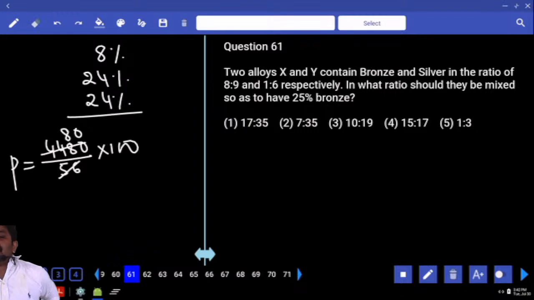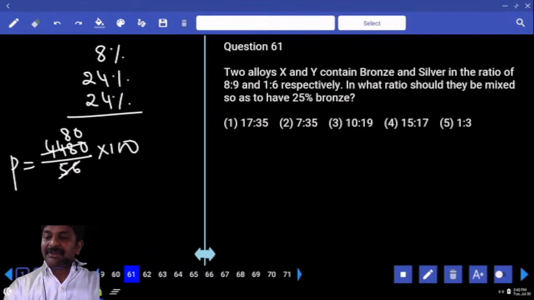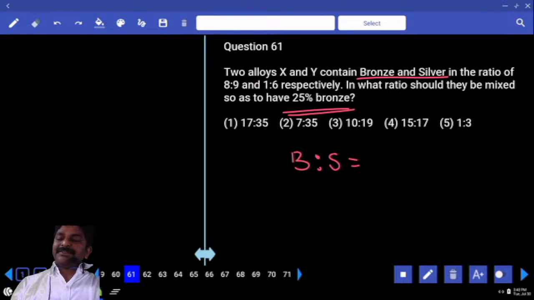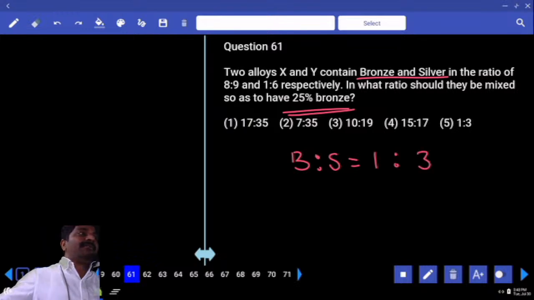Two alloys X and Y contain bronze and silver in the respective ratio 8:9 and 1:6. In what ratio should they be mixed so as to have 25% bronze? Order is important. It is bronze to silver. In the final mixture, how much percent of bronze are we expecting? Then silver. Bronze to silver ratio 1:2. Finally, we are expecting 1:3, correct?